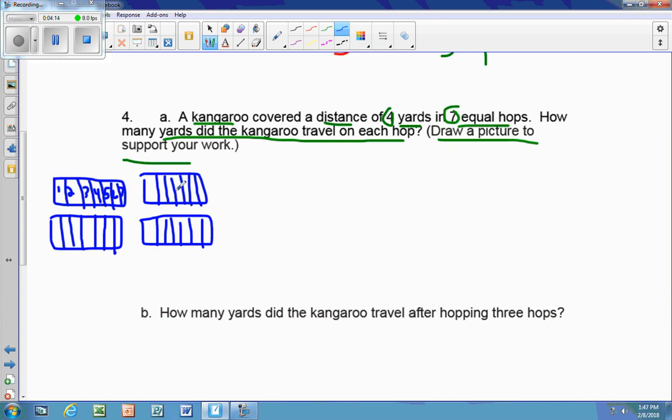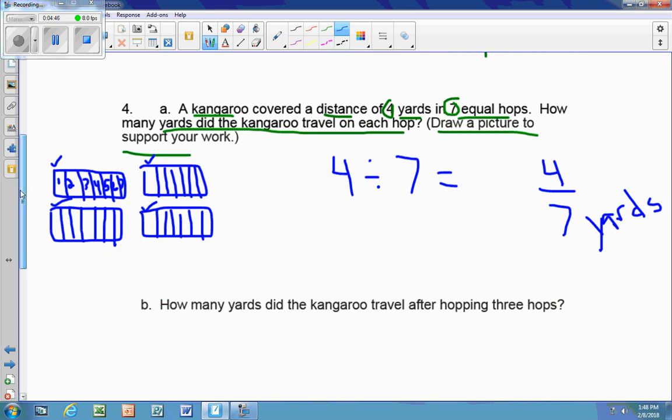And then you're going to ask yourself, how many yards did he travel? And I look at hop number 1. So here, here, here, and here. There are 4 of them. And we're talking about sevenths. So the answer is 4/7 yards. A way to check that would say that we're doing 4 yards divided by 7 hops, and that makes sense that we got 4/7 yards. We have to make sure we have a picture and the numbers.